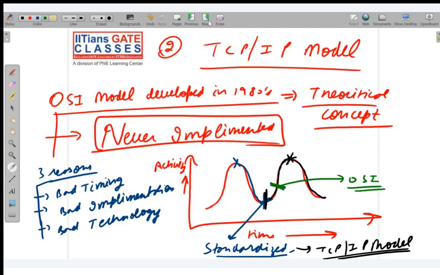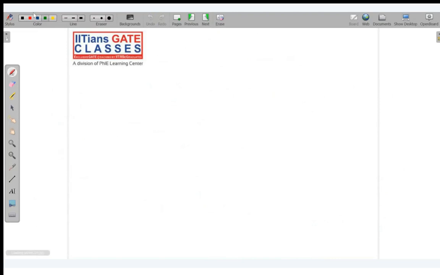Yes, sir. Okay. So now we will dig deep into this model, that is TCP/IP model.